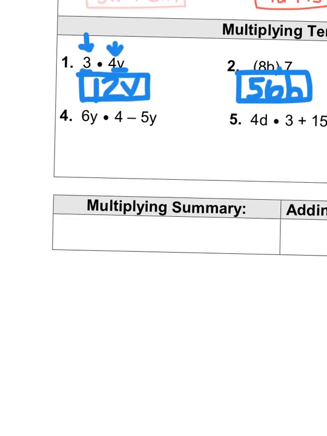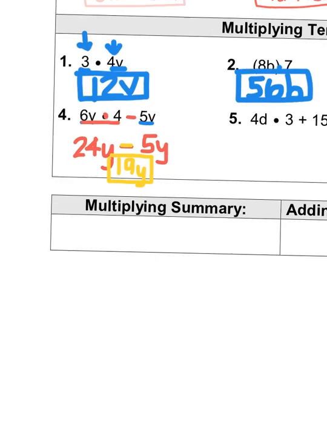Looking at number 4, I can see that we have a y here and a y here. However, we have to use the order of operations. So since multiplication comes before subtraction, we'll do 6y times 4 first. So that would be 24y. And then we'll subtract 5y. Now, at this point, you should be asking yourself, are these like terms? Because when we're talking about addition or subtraction, we're looking for like terms. They are like terms, so we can simplify it. We'll subtract the coefficients. 24 minus 5 is 19, so we have 19y. That's our final answer.